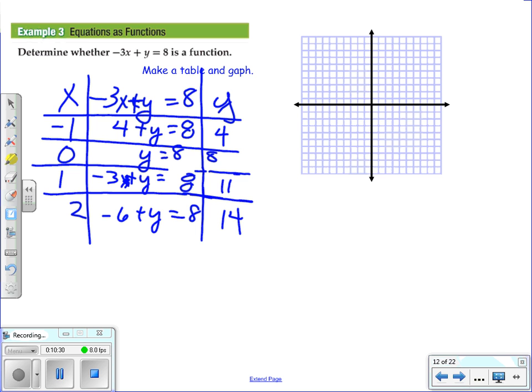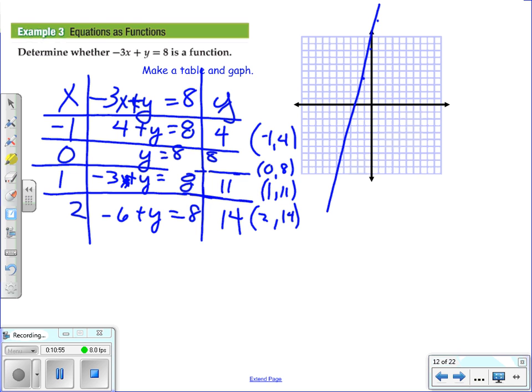All right, and then you could graph those ordered pairs, because we have the ordered pairs negative 1 comma 4, 0 comma 8, 1 comma 11, and 2 comma 14. Over negative 1 up 4, over 0 up 8, over 1 up 11, and so on. And you can see we're going to get a straight line, aren't we? And that is going to be a continuous function, of course, right? Do you like that? Make a table and a graph? I did make a graph on this one.